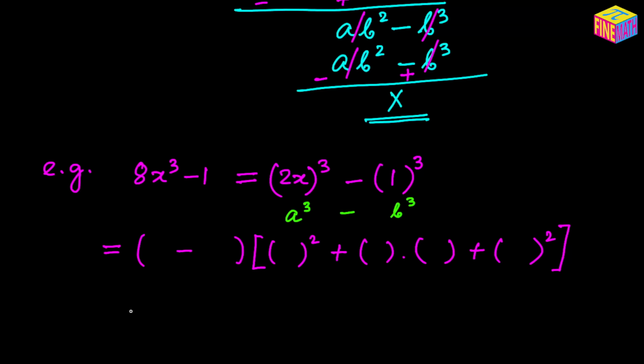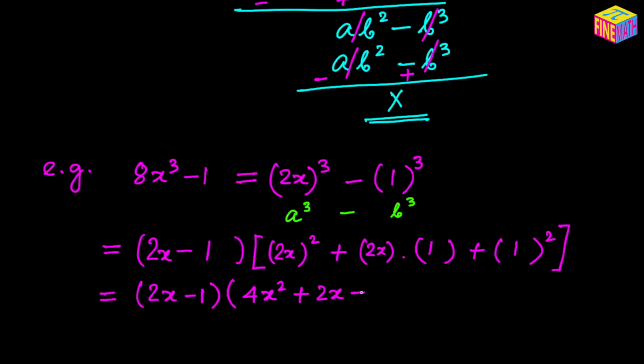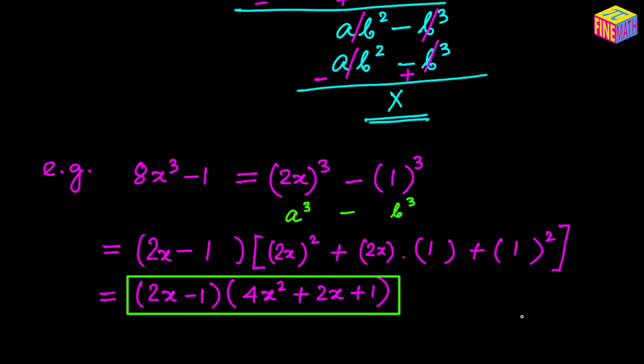And now let's plug in the values. In this case a is 2 times x and b is 1, so a minus b, then a squared plus a times b, that is 2 times x and 1, and then 1 squared. If we simplify this a little bit, we get 2x minus 1 multiplied by 2x whole squared, that would be 4x squared, and then 2x times 1, that would be 2x, and then plus 1 squared, which is 1. And that is the factored form of our original expression. I hope it made sense so far.